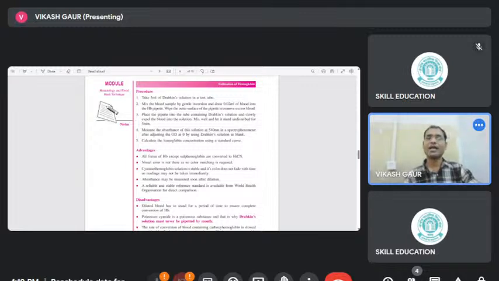Wait for 5 minutes and measure the absorbance of this solution at 540 nanometers in a spectrophotometer, after adjusting the optical density (OD) to zero by using Drabkin solution as a blank. We need to read the blank solution as zero, then we can measure the test absorbance. Calculate the hemoglobin concentration using a standard curve.